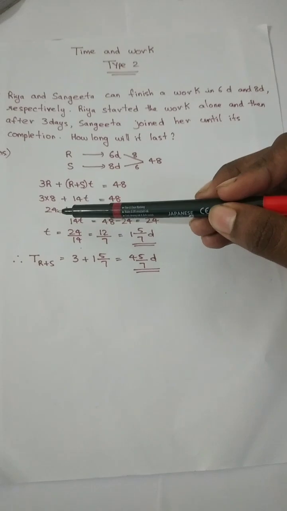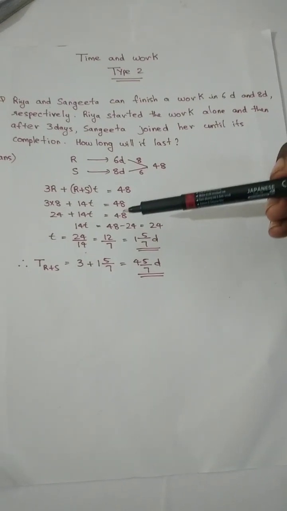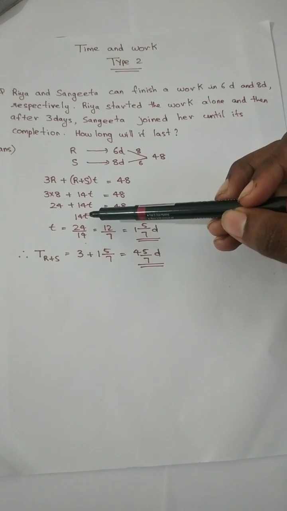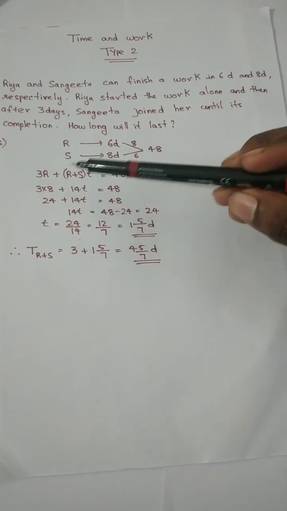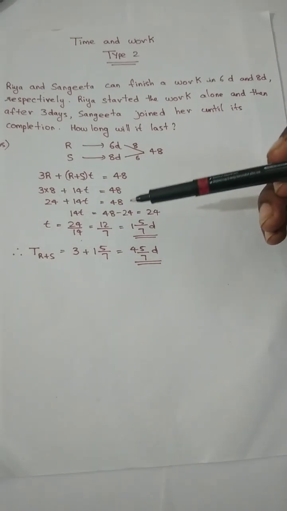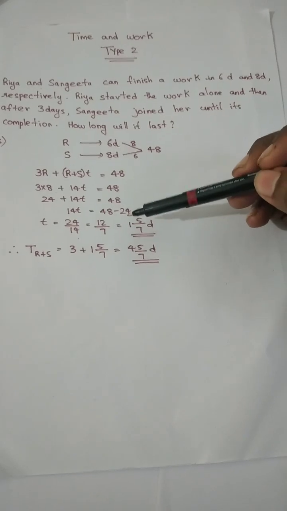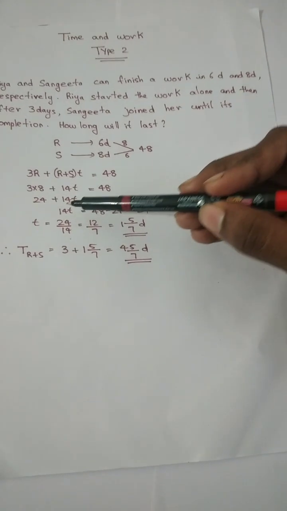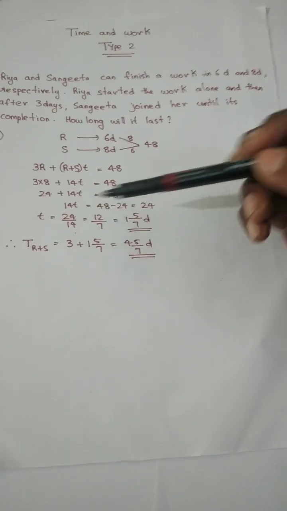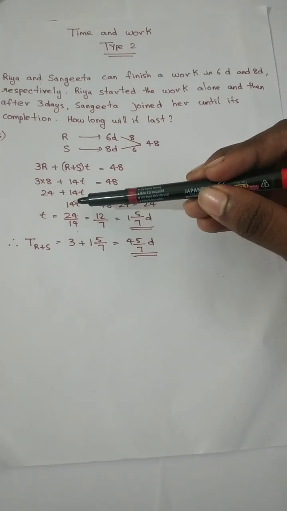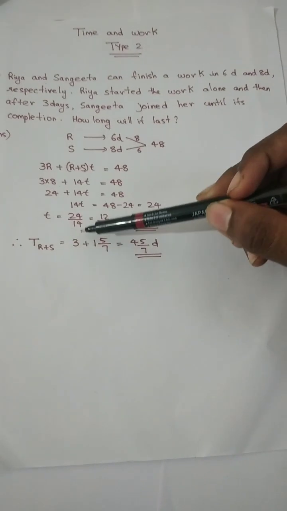So 3 into 8 would be 24 plus 14T is equal to 48. So 14T stays there and is equal to 48. The plus would be converted into minus when gone to the other side. So 48 minus 24 would be 24. So 14T is equal to 24. So T is equal to 24, since 14 into T is equal to 24. So multiplication on the other side would change into divide. So 24 divided by 14.